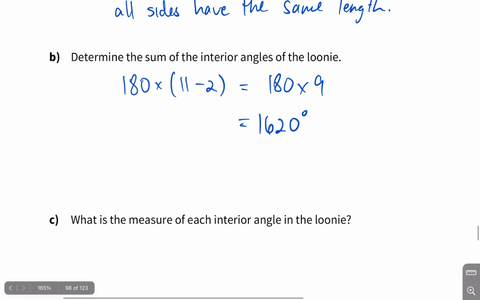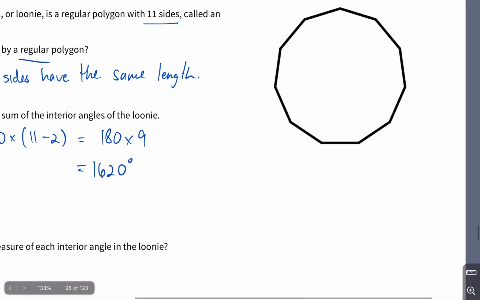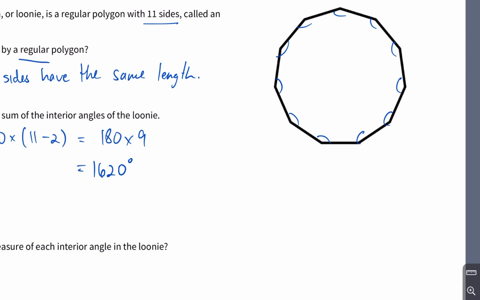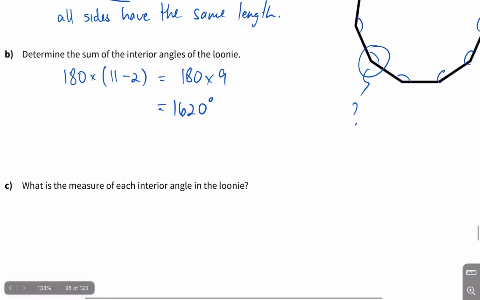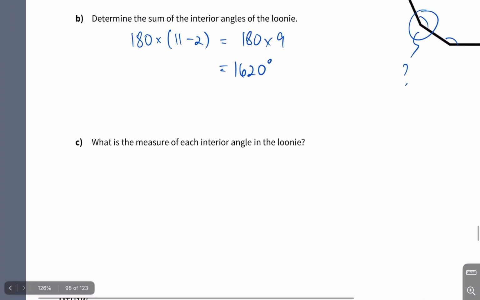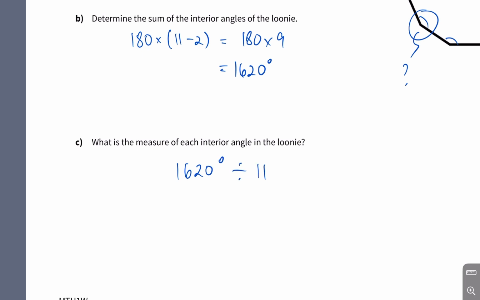Okay, but what if I asked, what is the measure of one angle? So that's the sum of all these angles added together. Now, this being a regular polygon means all these angles are the same too. What is the measure of one of these angles? If they're all the same, then the measure of each interior angle is going to be the total sum, 1,620, and you divide by the number of them, which is 11.